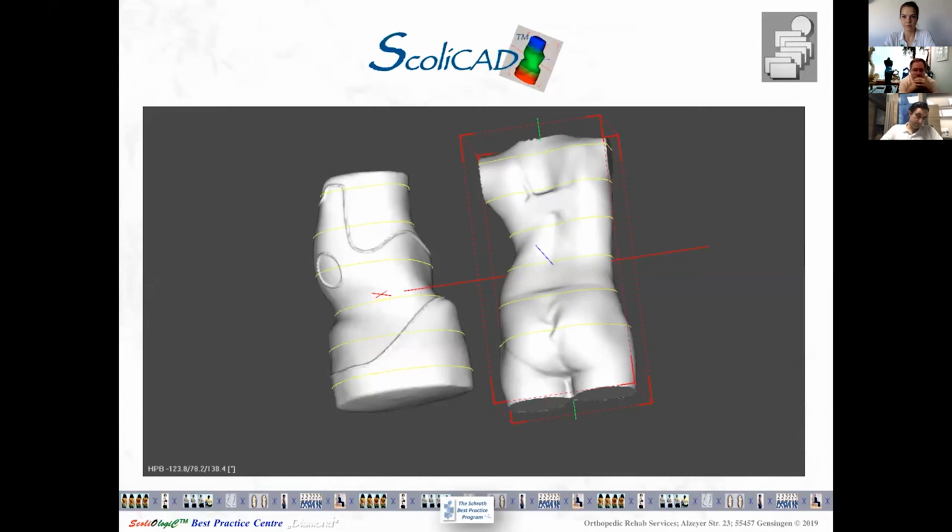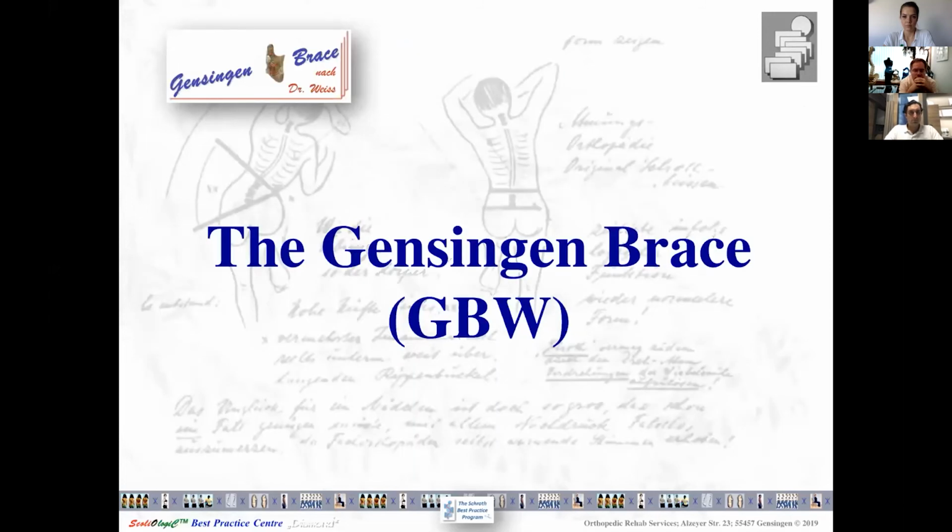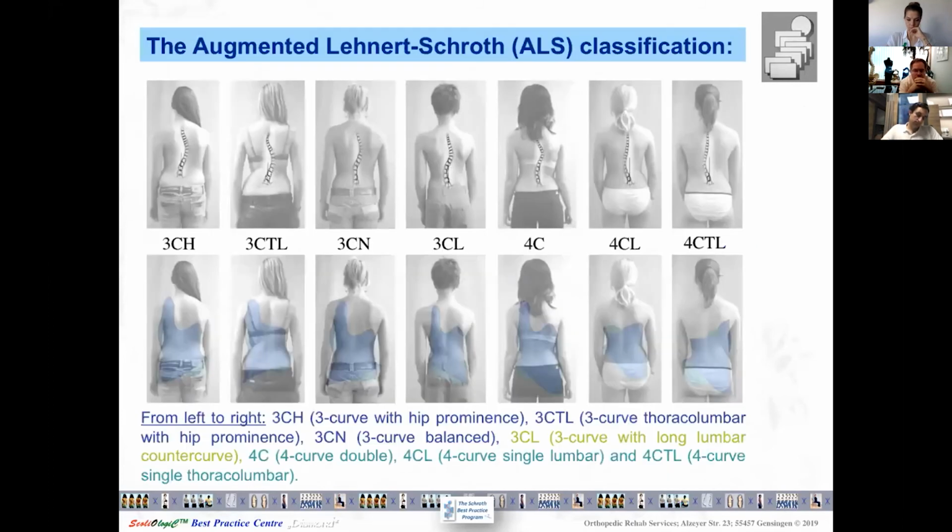For this, in our work, we use Scoliosis software. This is unique software which is specially developed for designing spinal orthoses. And let me introduce the Gensingen brace. Gensingen brace is a modification of the Chêneau brace with individual design by computer-aided design. For designing this brace, we use the augmented Lehnert-Schroth classification with 7 types from 3 to 4 curves.